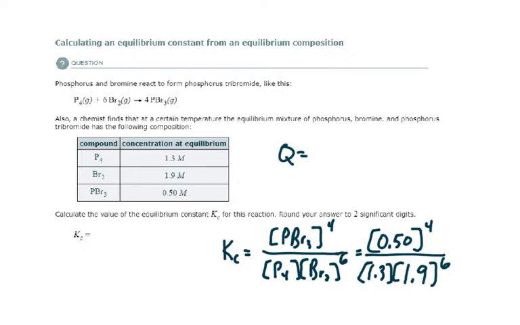So what I get for Kc, in this case, if they're going to have us round to two significant digits, it's going to be really small. So rounded to two significant digits, this would be 0.0010 or 1.0 times 10 to the minus 3. So what that means, because Kc is so small, it gives us an idea about the nature of this reaction.